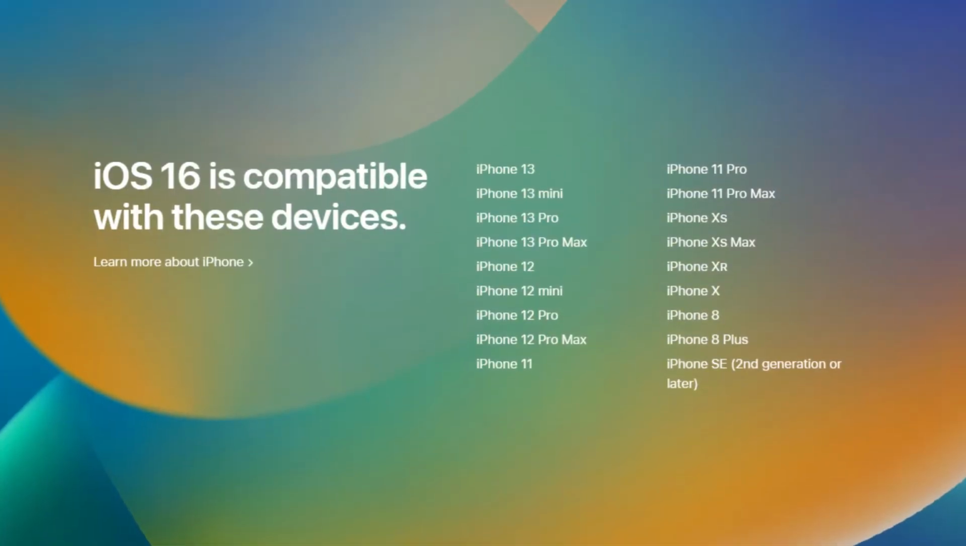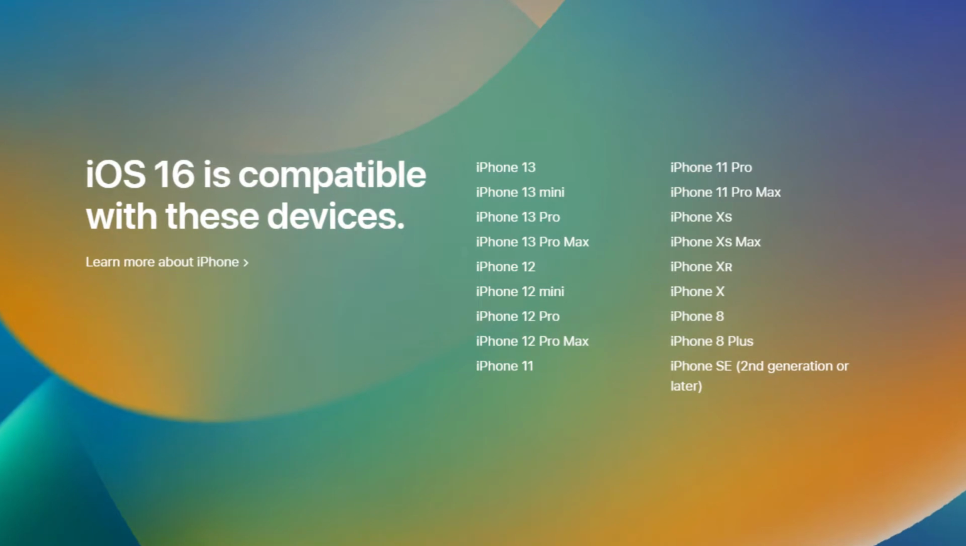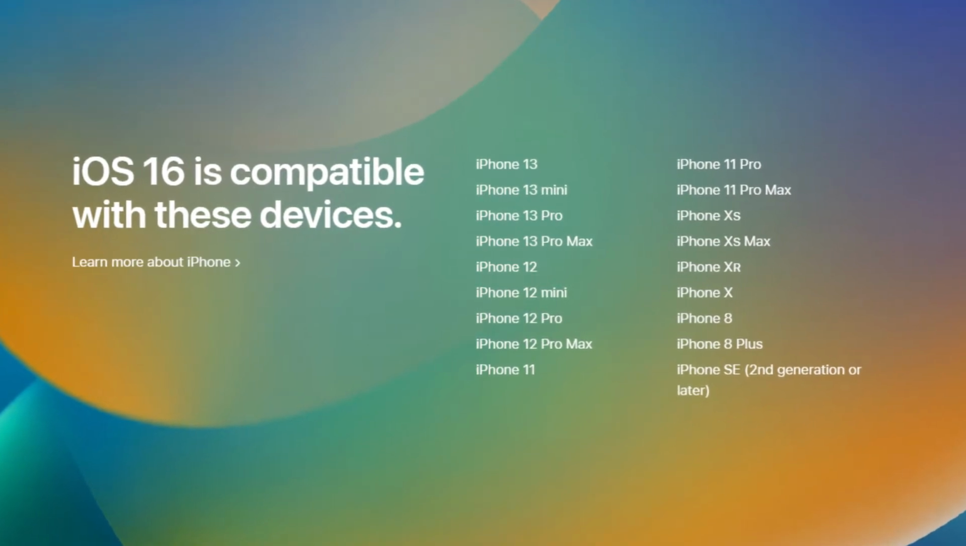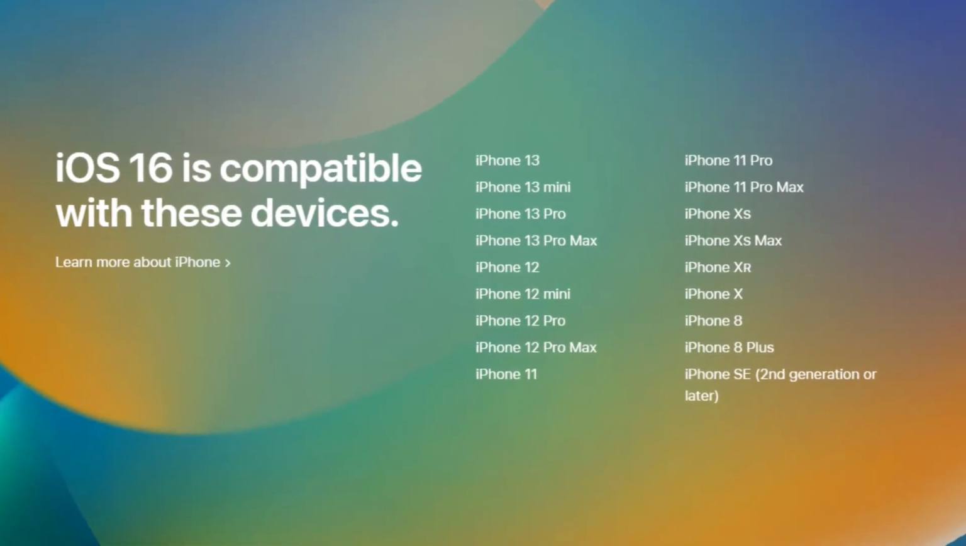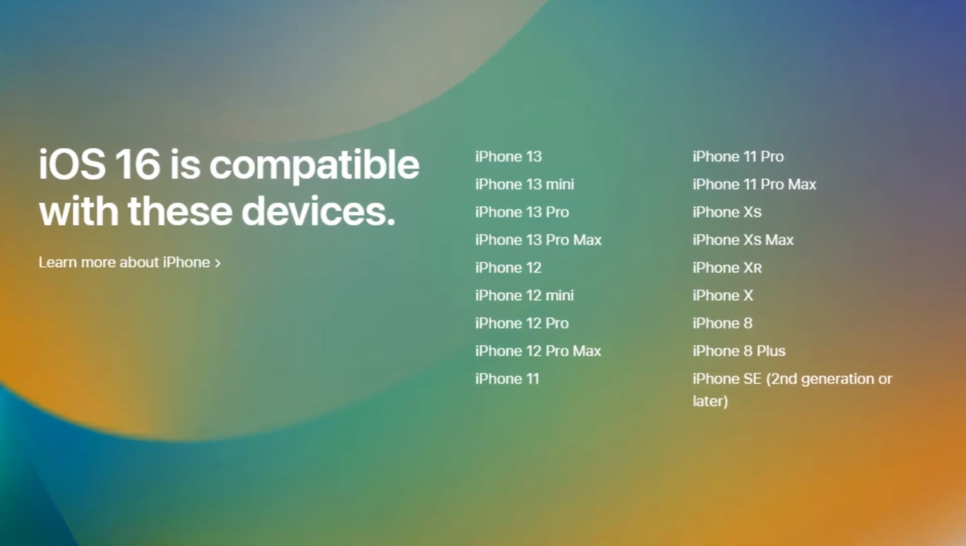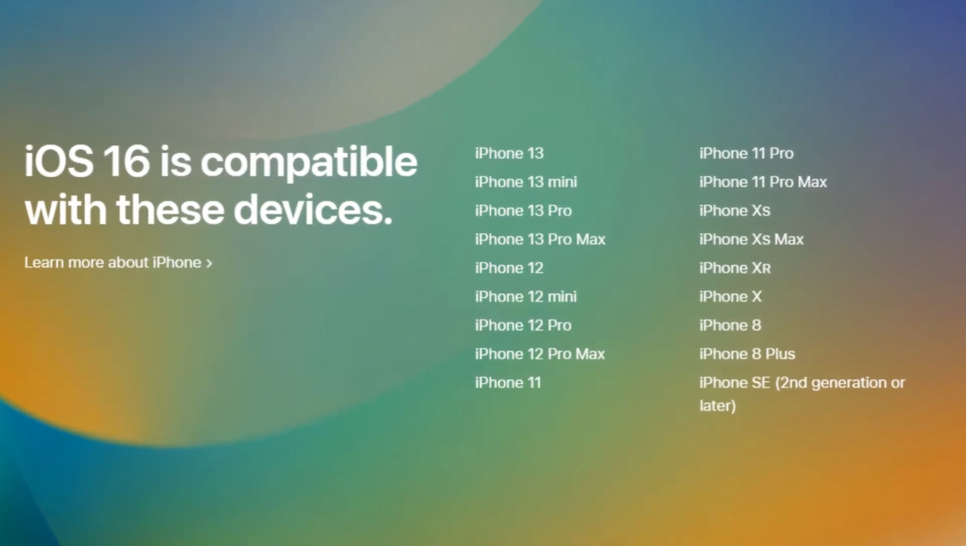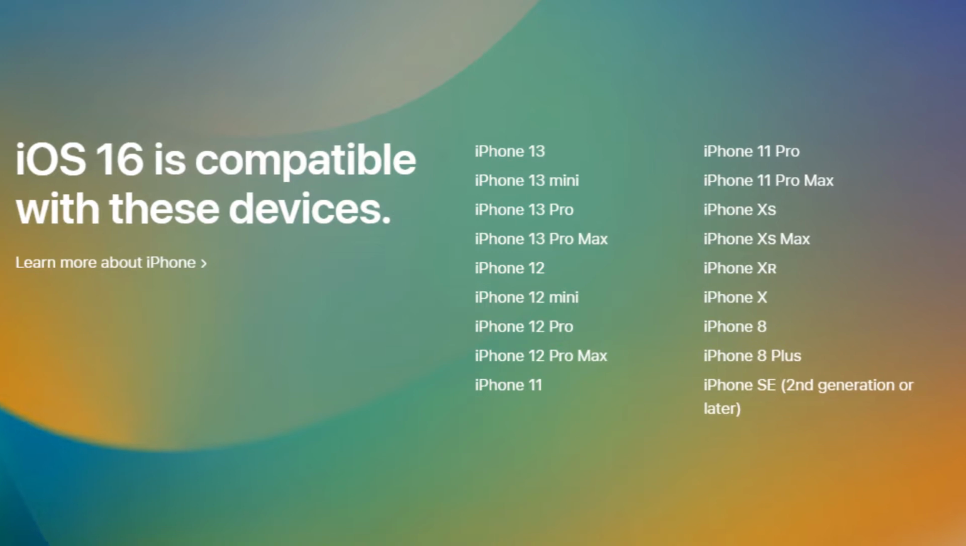First, we need to know what kinds of iPhone are supported by iOS 16. As we can see, it supports almost all iOS devices except the devices older than iPhone 8, so the iPhone 6s and iPhone 7 are getting abandoned.